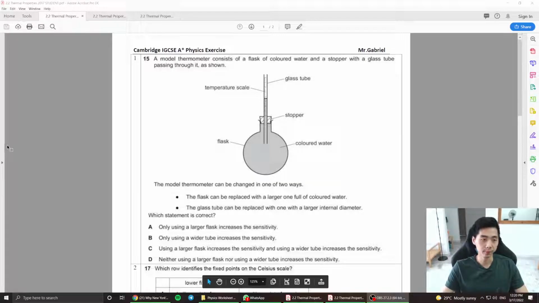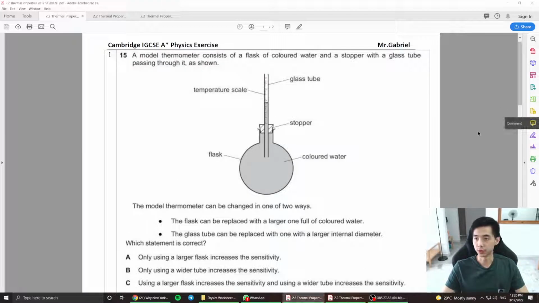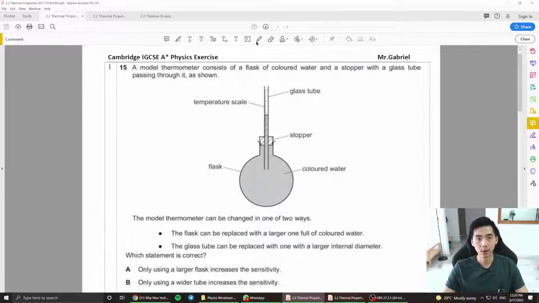Okay everyone, this is going to be chapter 2.2 on thermal properties here. Looking at the first question straight away, a model thermometer consists of a flask of colored water and a stopper with a glass tube passing through it as shown. So there's a glass tube, stopper, and then the flask.